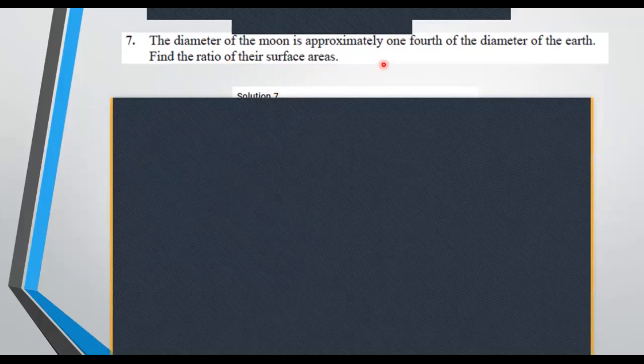The diameter of the moon is approximately 1/4 of the diameter of the earth. Find the ratio of their surface areas. Nobody is asking you to give an absolute answer, but a ratio. So whenever there are ratio sums, be a bit careful. Let me see how you work on that. If the diameter of the earth is x, then the diameter of the moon is x upon 4. Now start the sum.